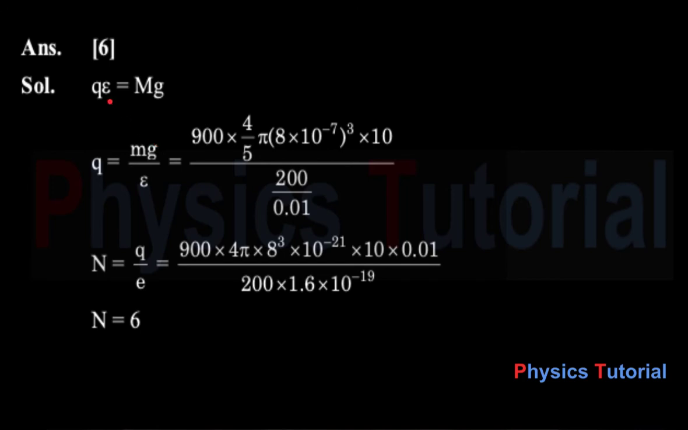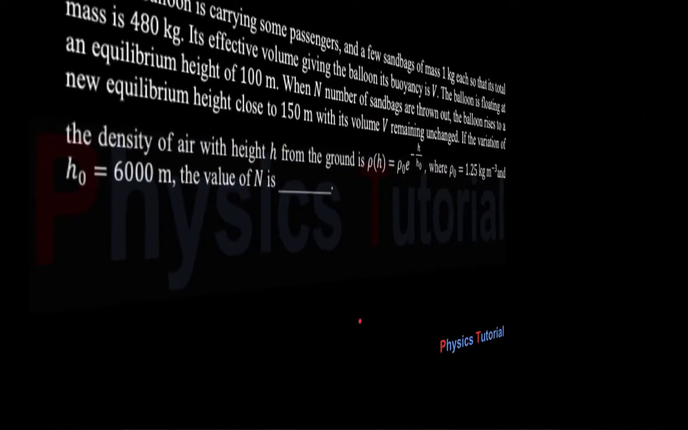Here QE equals mg: the electrostatic force QE, and the weight was mg. Substituting this value, you can get the value of Q here. From quantization of charge, Q equals Ne, so N is equal to Q by e. Substituting these values, you get N equal to 6 after some calculation. Okay, let's go to another problem.